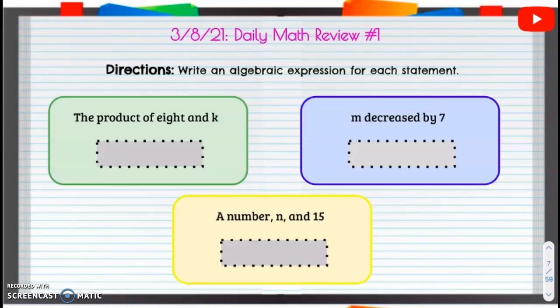Daily Math Review number 1. We're going to write an algebraic expression for each of the statements. Remember, an expression does not have an equal sign.